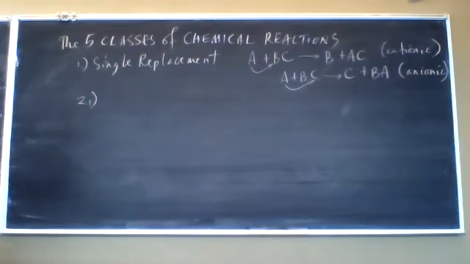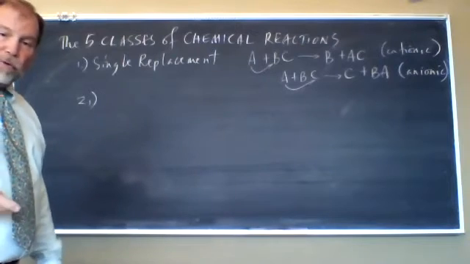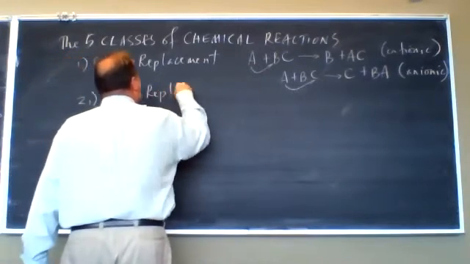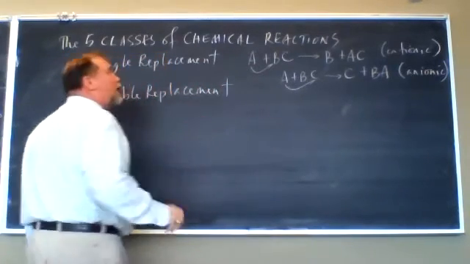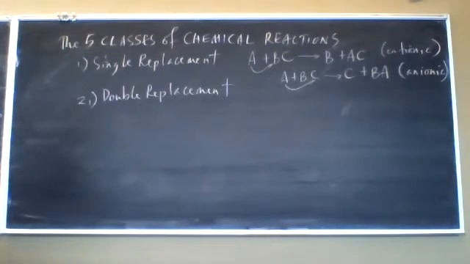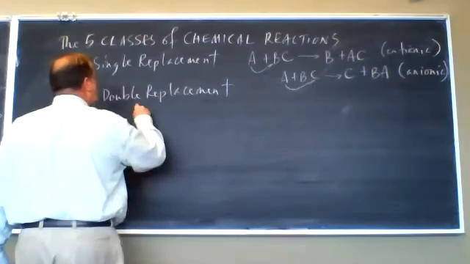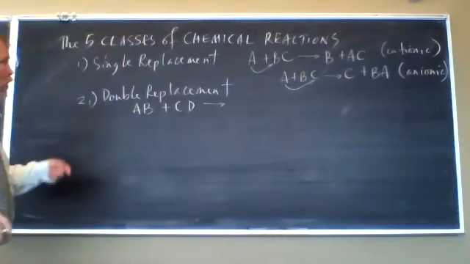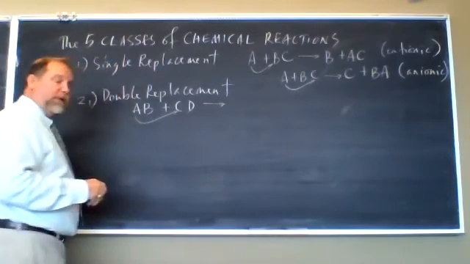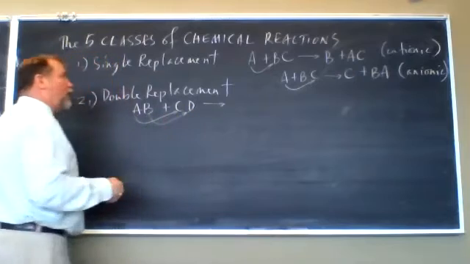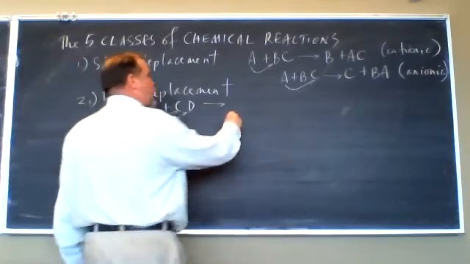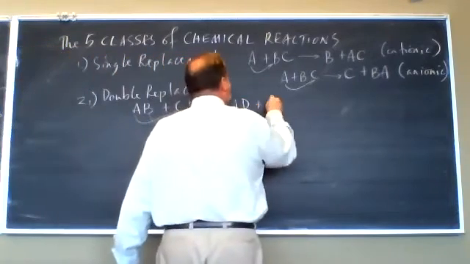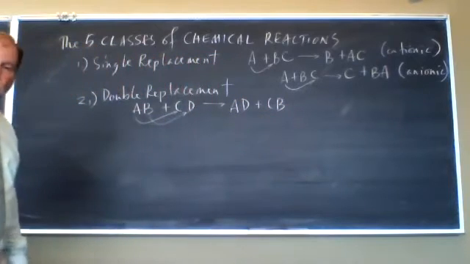The second class of chemical reactions are called double replacement reactions. In a double replacement reaction, we start off with 2 chemical compounds. And in this reaction, there are 2 replacements. A replaces C, C replaces A. And so on the product side, we get new chemical compound AB and new chemical compound CB.